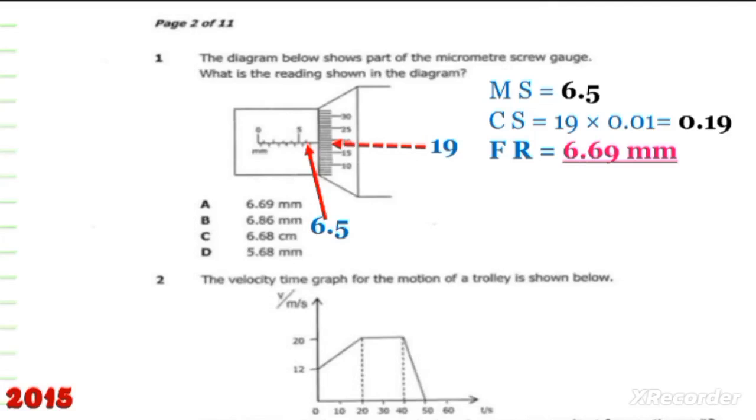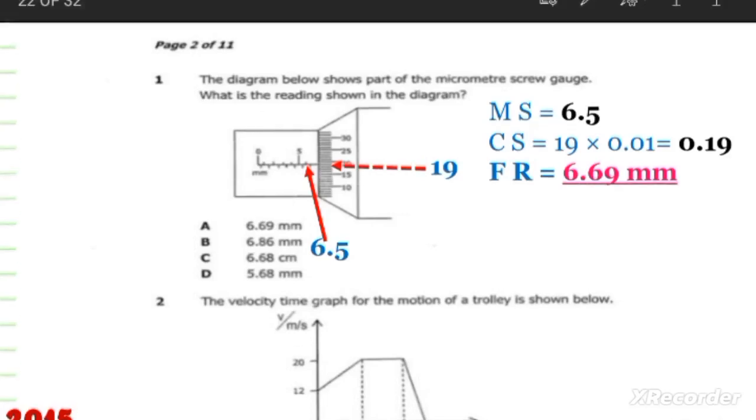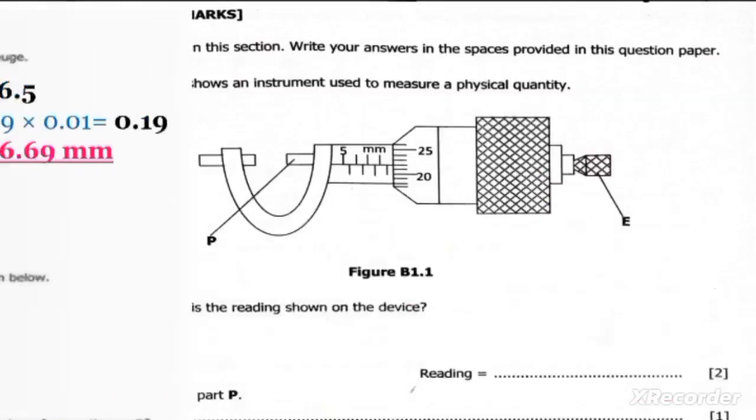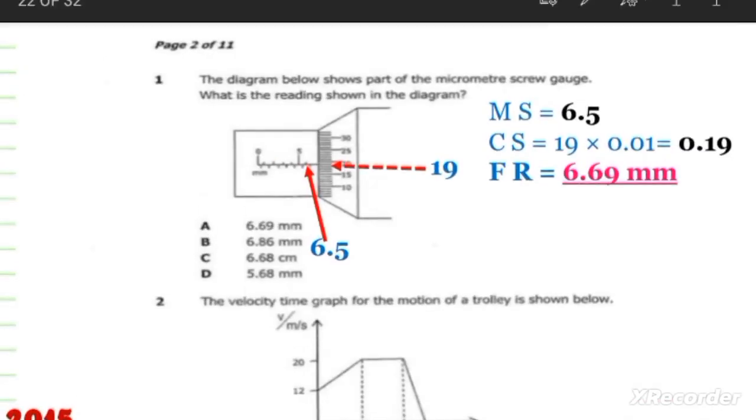So therefore, our correct answer here is A. Sorry, I first said B, but our correct answer is A. So this is our correct answer, which is 6.69 millimeters. So this is how we can find the final reading on the micrometer screw gauge.